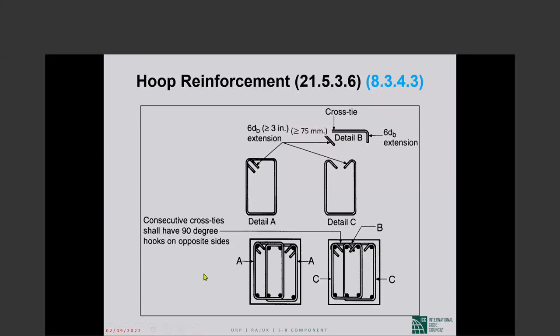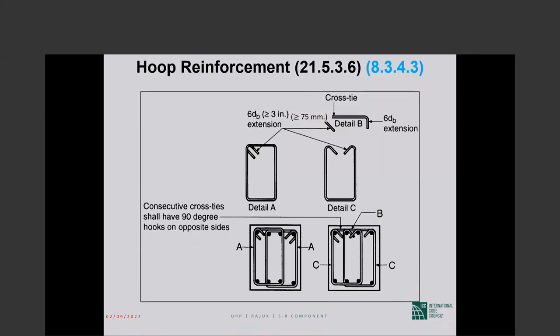Now there are also overlapping hooks that are used. I wouldn't say fairly often, but they're used. So hoops and overlapping hoops.